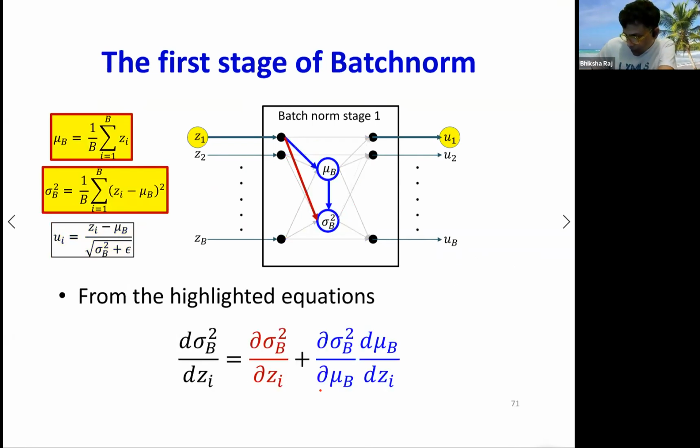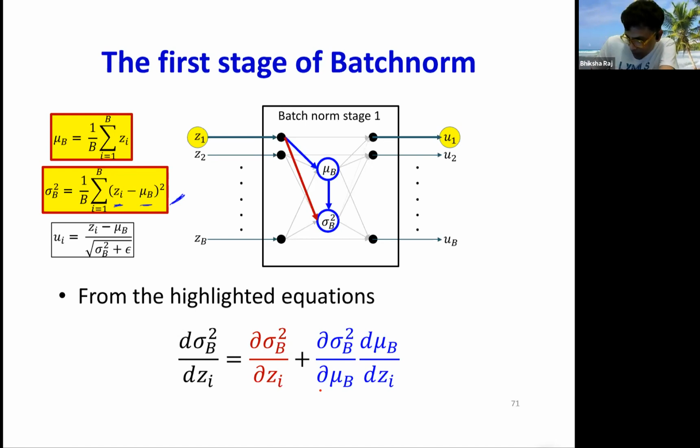Why ask you the question? I'll give you the answer, right? So this is what you're going to have. Sigma squared is connected to Zi through two terms. Look at this equation over here. It's directly connected to Zi because every Zi directly influences sigma squared through this one. But every Zi also affects mu B, and mu B in turn affects sigma squared.